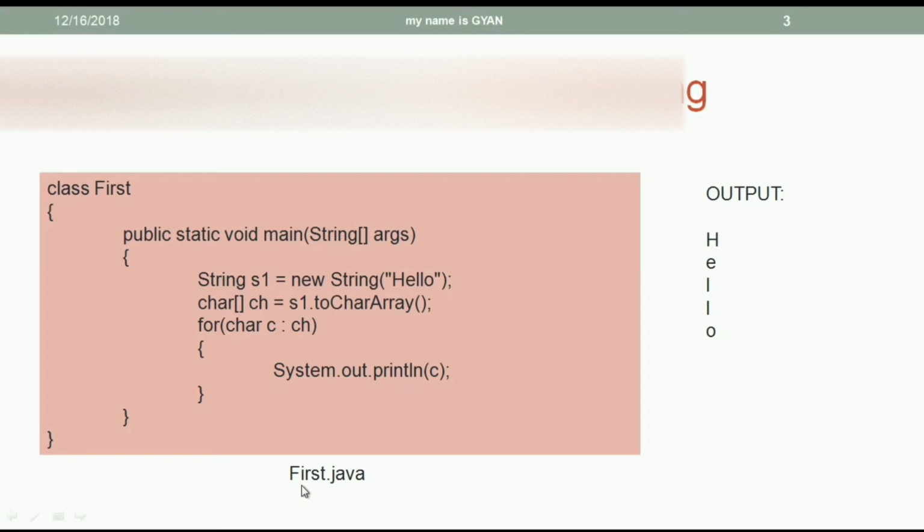Here in this case we have the Java file First.java. In the First.java we have the class First. In the class First we have the method main. In the method main we are creating a new string with content hello, and reference of that newly created string will be stored into the reference variable s1 of type String.